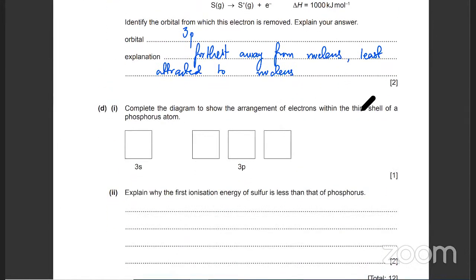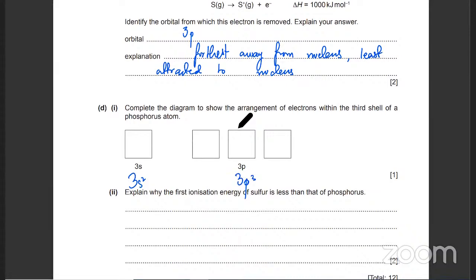Complete a diagram to show the arrangement of electrons within the third shell of a phosphorus atom. So phosphorus is 3s2 and 3p3. s2 means they're both paired. 3p3 means each orbital in the 3p subshell will have one electron. And this is a typical question.